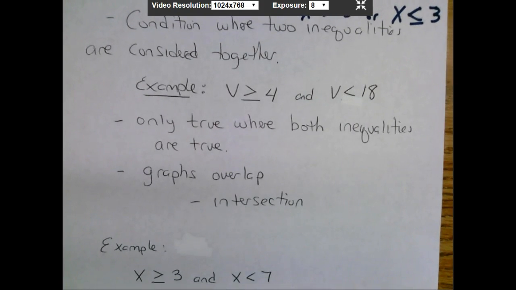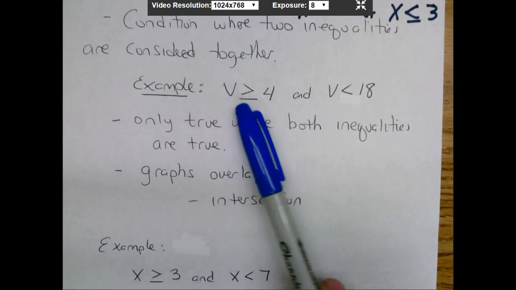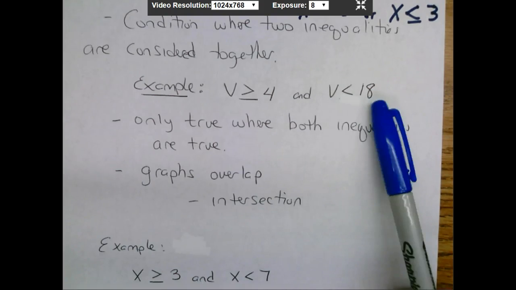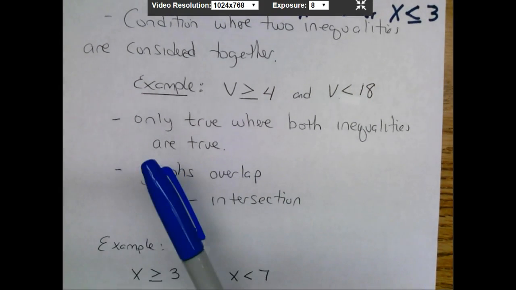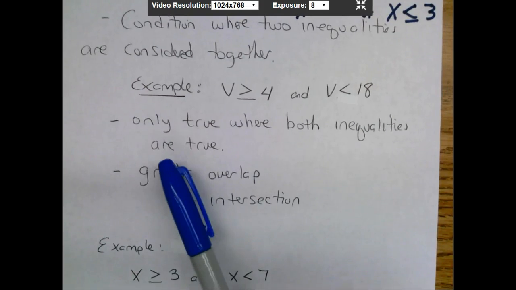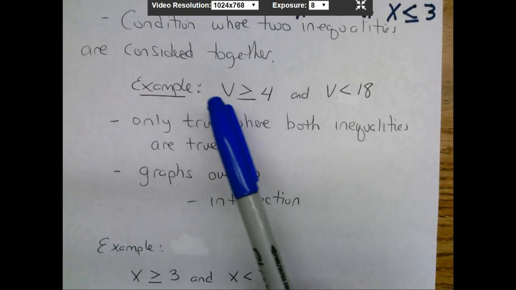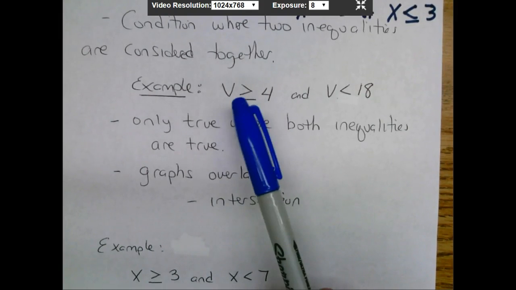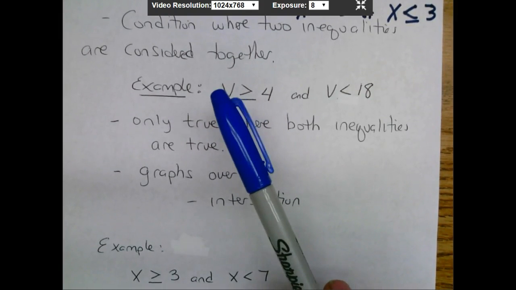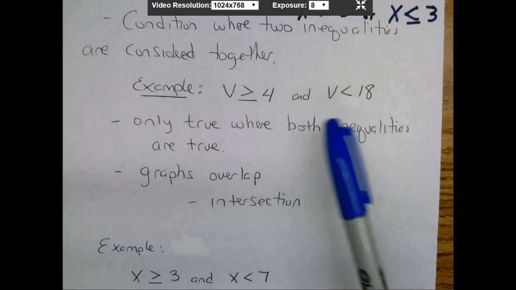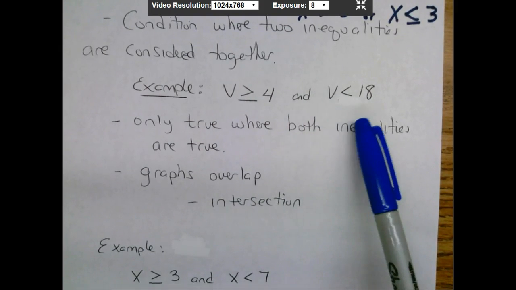If we look at an example of that, so here we might have v is greater than or equal to 4, and v is less than 18. The thing to remember about a compound inequality is it's only true when both inequalities are true. So for our answer, when we plug it in, it has to work for the one where v is greater than or equal to 4 and where v is less than 18.